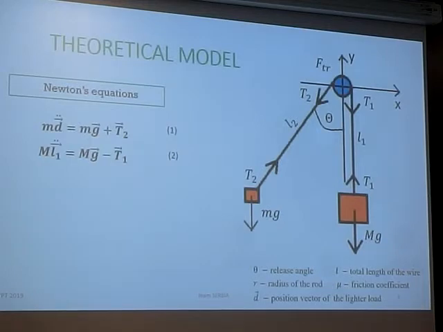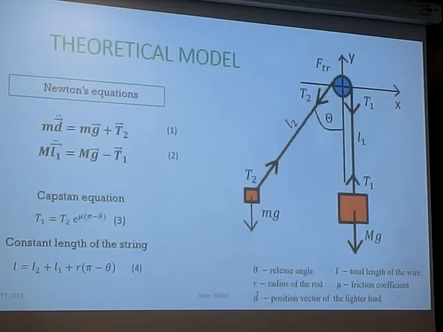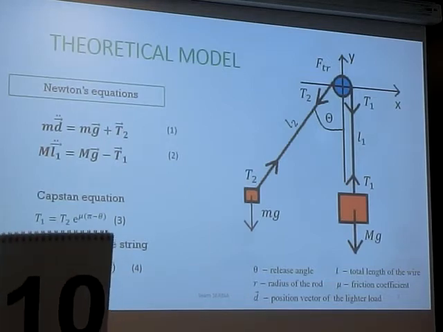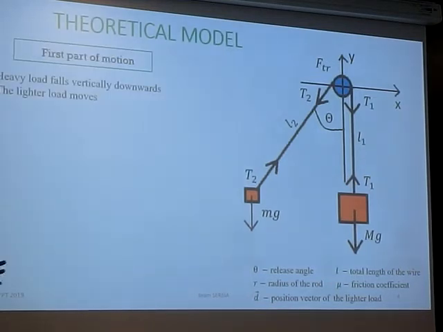In this case, we have Newton's equations that describe the movement of both loads, lighter and heavier. We also have two more equations. This is the Euler-Eytelwein equation that connects tension forces T1 and T2, and this is the exponential correlation. So this is the key point why the lighter load can stop the heavier one. Also, in our experiment we use a non-elastic string, so we can use an equation for the constant length of the string. To simplify our theoretical model, we will separate it into two parts.